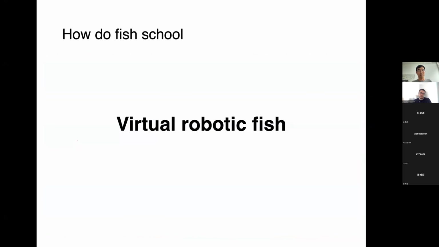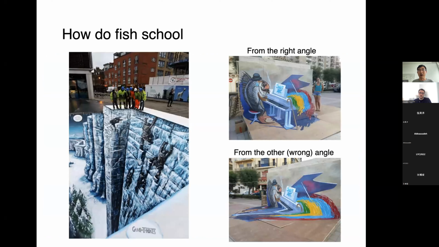Considering that most fish rely on vision, why not just create a virtual robotic fish, interact with those real fish, and study how the real fish interact? Then what is the technology behind it? It's a very simple technology, which is very close to us.